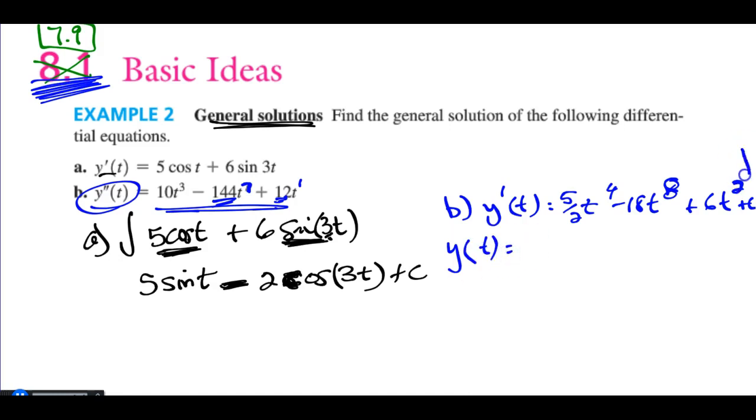They're asking for the original function, so I need to integrate again with the c out there. So this is where I'm going to end up with that c sub 1 and c sub 2. So let's do it again. This increases to a 5. And if you take 5 halves and divide by 5, you just get 1 half t to the 5th minus 2t to the 9th plus 2t cubed plus c sub 1 t, because I integrated this, and then you end up with a c sub 2.